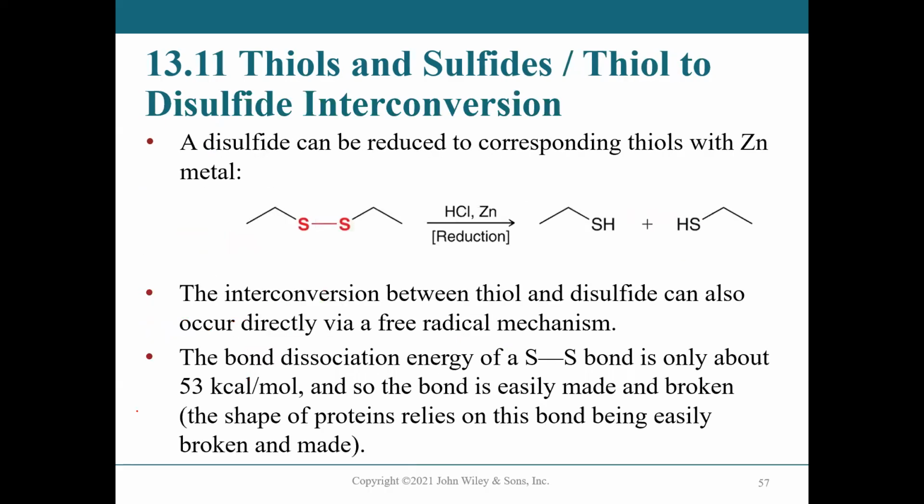So disulfide can be reduced to corresponding thiols with zinc metal. The conversion between a thiol and a disulfide can also occur directly via a free radical mechanism. The bond dissociation energy of the S-S bond is only about 53 kcal per mole, so the bond is easily made and broken. The shape of proteins relies on this bond being easily broken and made.